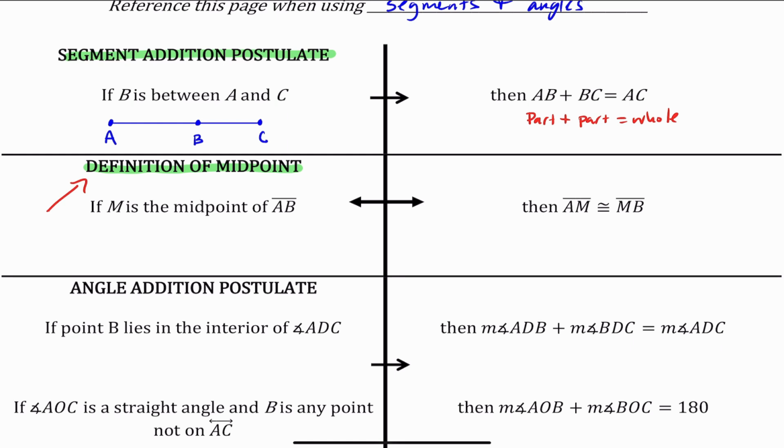So the first way was if M is the midpoint of line segment AB, then line segment AM is congruent to line segment MB. But I can also say the other direction. If line segment AM is congruent to line segment MB, then M is the midpoint of line segment AB. And that's because midpoint is considered a definition. So if you have a definition in general, you will be seeing a double-sided arrow just like this. So let's write this down. This is called the biconditional arrow.